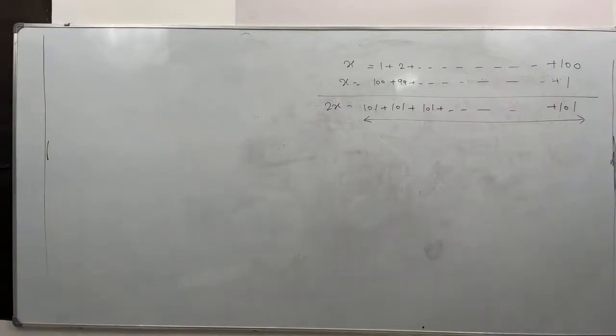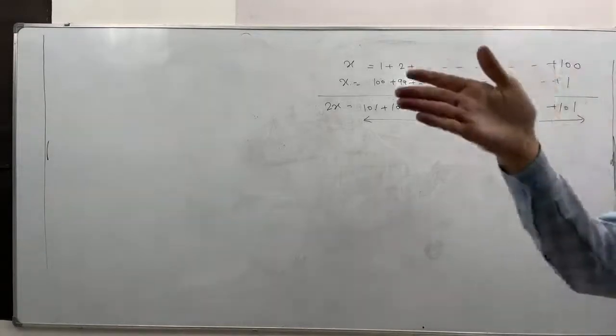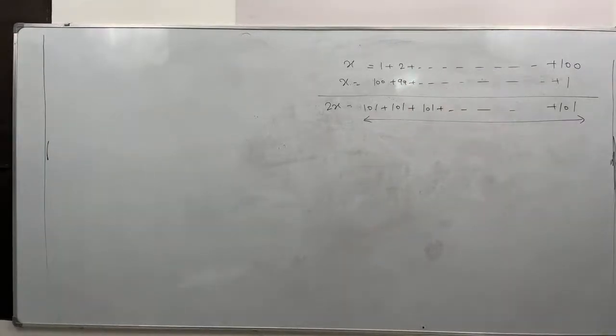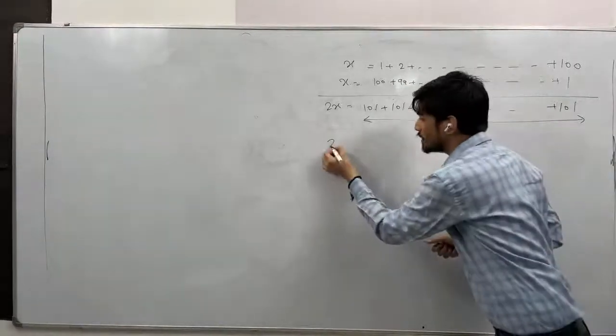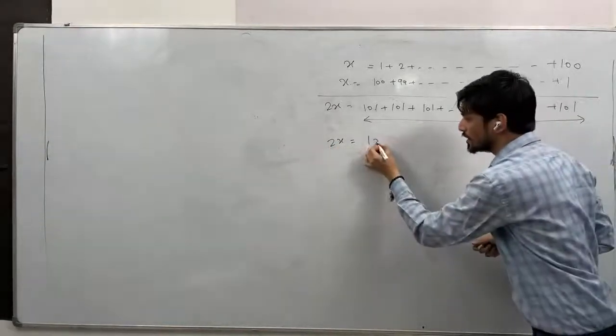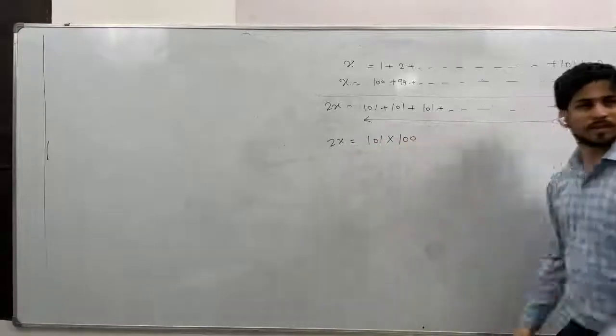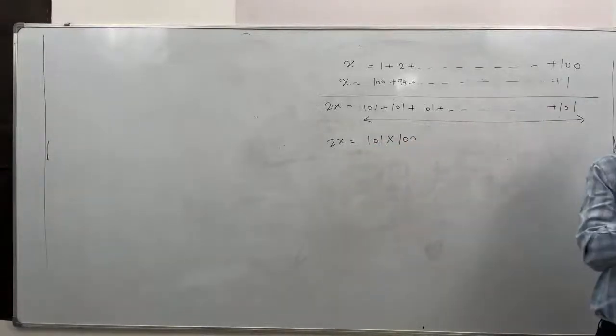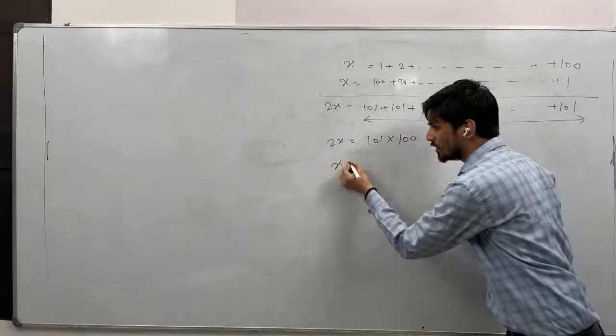Let's say if I'm adding 5 plus 5, 10 times, so I can write 5 into 10. Are you getting my idea? So here if I'm adding 101, 100 times, can I write something like this? So what I need is the value of x. How can I find the value of x?